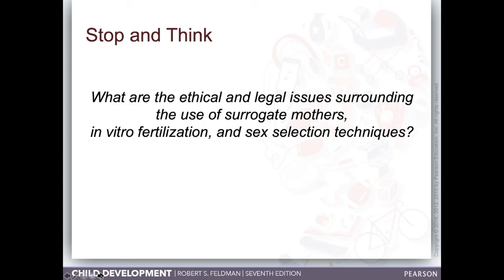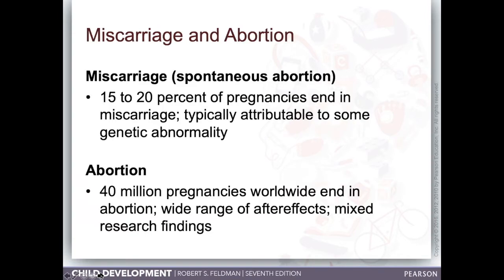And in vitro is, again, you can go back and look at the ones listed, but any kind of outside treatment to help you as a couple be able to conceive. And sex selection, again, was trying to predetermine the sex of your child before you even get pregnant. Miscarriages and abortions. Miscarriage is also known as a spontaneous abortion.